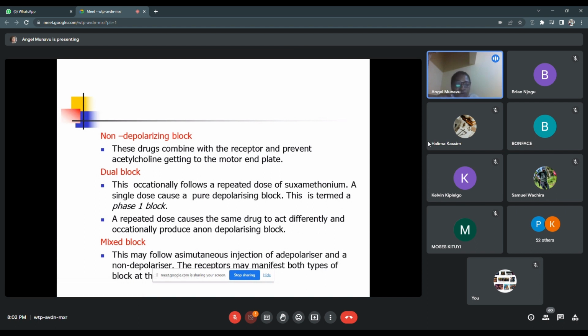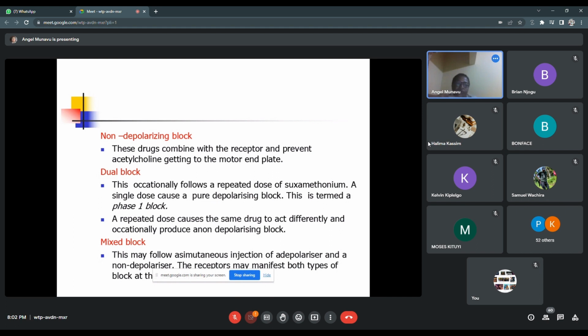Then, what is a dual block? A dual block will occur if you give repeated doses of a depolarizing drug. The depolarizing drug that we're going to talk about is suxamethonium. We also call it succinylcholine, and in short scoline. Sometimes in the notes you just find us writing sux. So when you see sux, scoline, suxamethonium, succinylcholine, all that is the depolarizing block drug that we have.